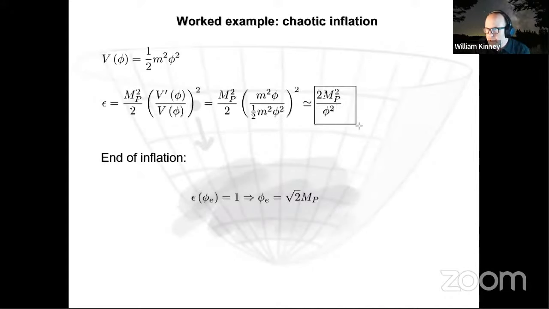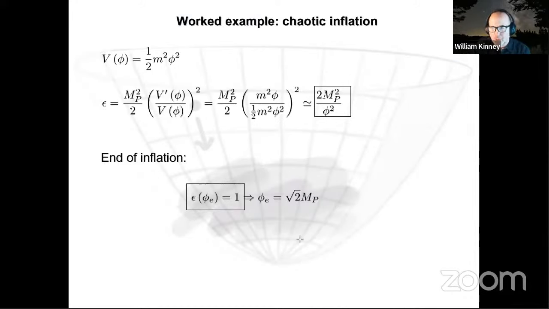So epsilon is 2 m Planck squared over phi squared. And so inflation ends when this parameter passes through unity. Notice that epsilon is small when phi is big, and epsilon grows as phi drops down toward the origin. So as the field rolls down this bowl, when it's far enough displaced from its minimum, this equation of state parameter is less than 1, and you have inflationary expansion.